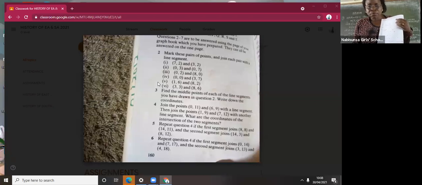Join the points (0, 11) and (6, 9) with a line segment. Then join the points (1, 9) and (7, 12) with another line segment that intersects. What are the coordinates of the intersection?